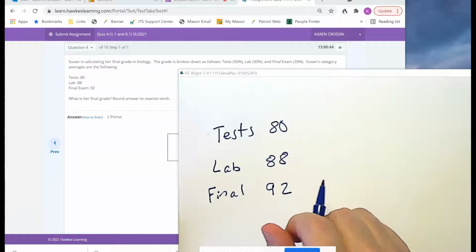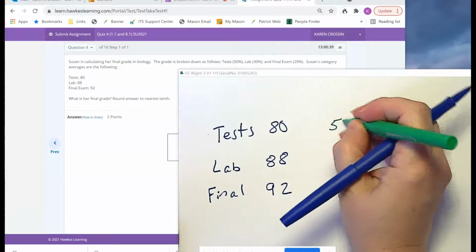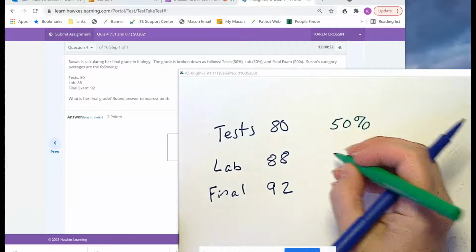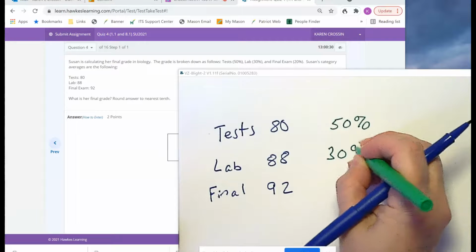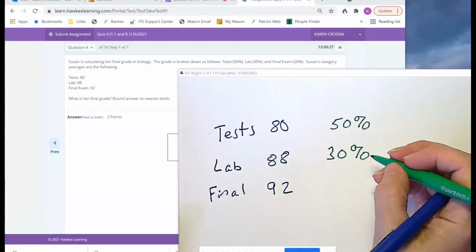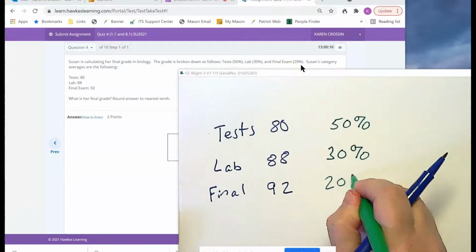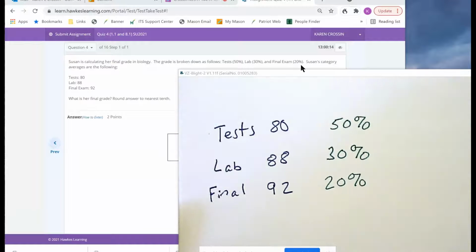So Susan's calculating her final grade in biology. It's broken down as follows. Tests are 50% of her grade. The lab, which she got an 88 on, is 30% of her grade. We all see that? Is it big enough for you guys to see that? All right. Okay, good. Tests, 50%. Labs, 30%. Final exam is 20%, so that's not too stressful. This does indeed add up to 100%, which is kind of refreshing and good.